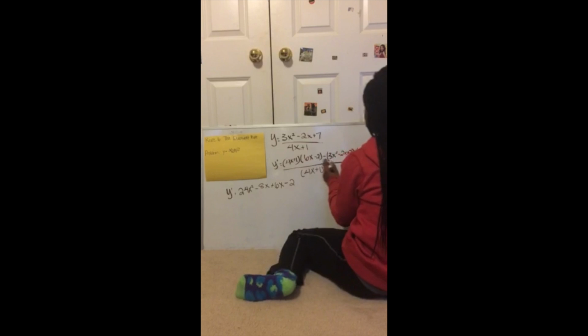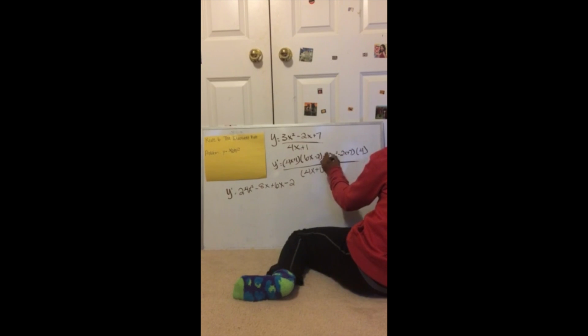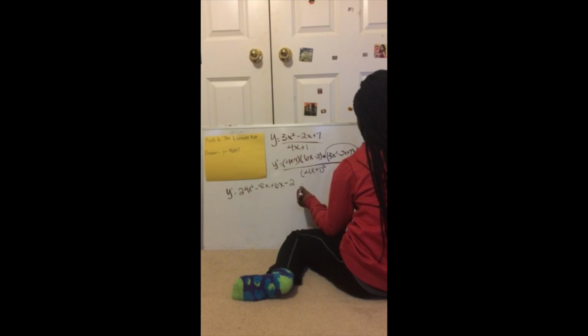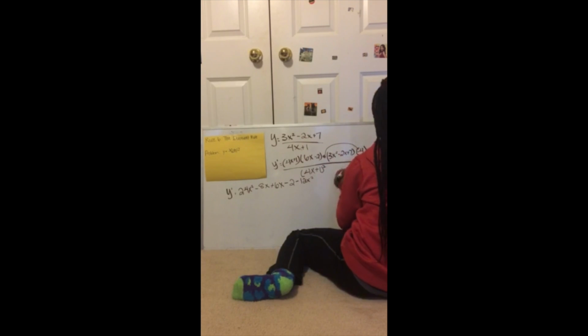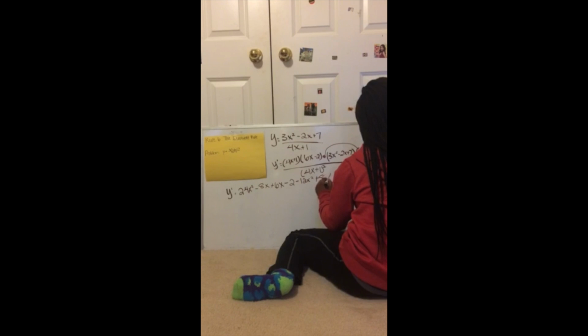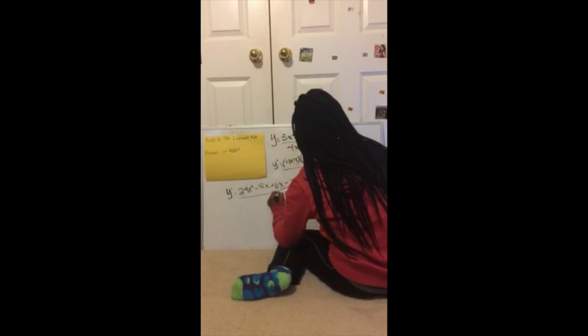And then, since there's a minus here, what I do is I make the 4 negative, which is the same thing, and then disregard this. So negative 4 times 3x squared is a negative 12x squared, and negative 4 times a negative 2x is just positive 8x. And then a negative 4 times 7 is a negative 28. And then you just keep the denominator, which is 4x plus 1 squared. So this is what we have so far.